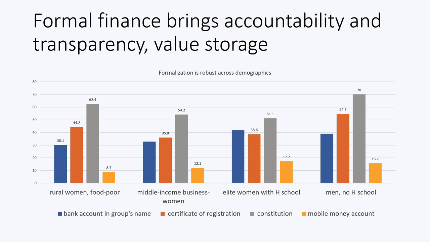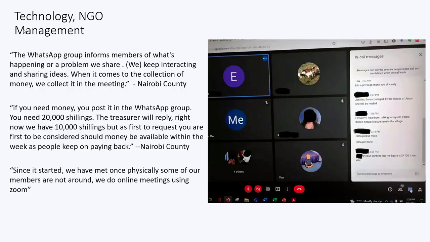Indicators of formalization are happening across demographics. For example, the rural food poor women are the most likely, according to FinAccess, to have a constitution. And we find bank accounts, certificates of registration, and to some extent, mobile money accounts being adopted by chama groups across different segments of the Kenyan population. So a lot going on there with formalization.